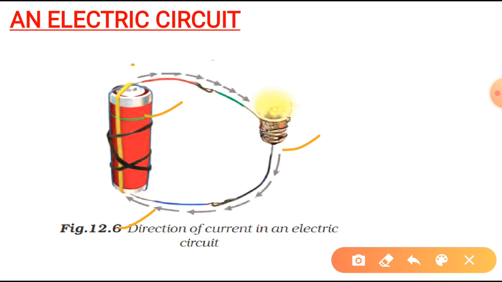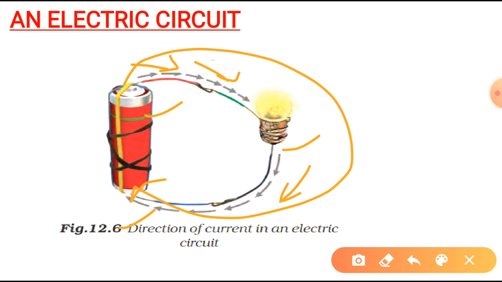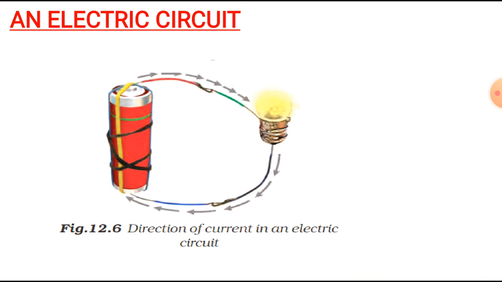Here you can see these arrows. These arrows represent the direction of current. The current is flowing from the positive terminal towards the negative one. Now, when the terminals of the bulb are connected with the cell by a wire, the current passes through the filament of the bulb and this makes the bulb glow.